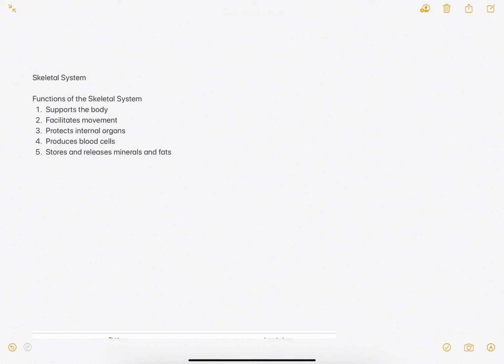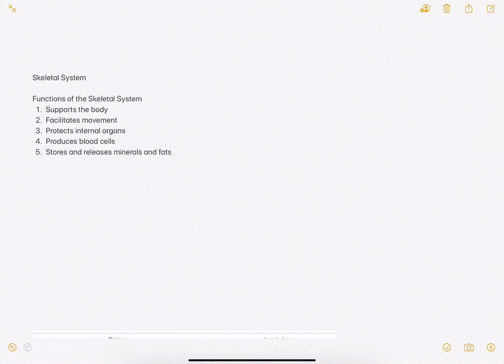Now, the key word here is facilitate movement. When you think about movement, you might think about muscles, and you're not wrong if you thought that, because muscles are responsible for producing movement. But muscles need to attach to something, right? And that something is our bones of the skeletal system. So bones act as points of attachment for our muscles in order to help movement occur. You might have heard of the term musculoskeletal system. This is a combination of our skeletal and our muscular system and how they interact in order to produce movement. So very important.